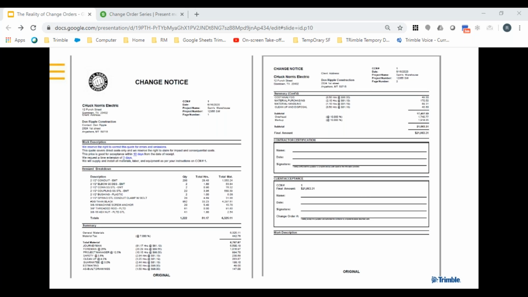Like I said, if you saw a credit on there, you would not see an itemized list of the credit. You would see a credit of the value and a very thorough explanation of that credit up in the work description.